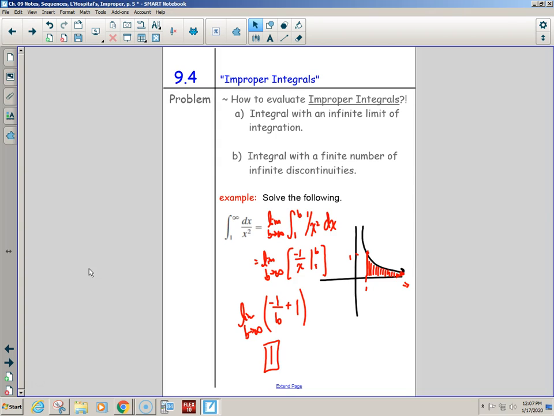What am I saying? As this goes to infinity, which means more and more and more area, the area is not infinite. The area is just 1. Or negligibly close to 1. Shout out Mr. Hampton. Negligibly close to 1. For all practical purposes, 1.